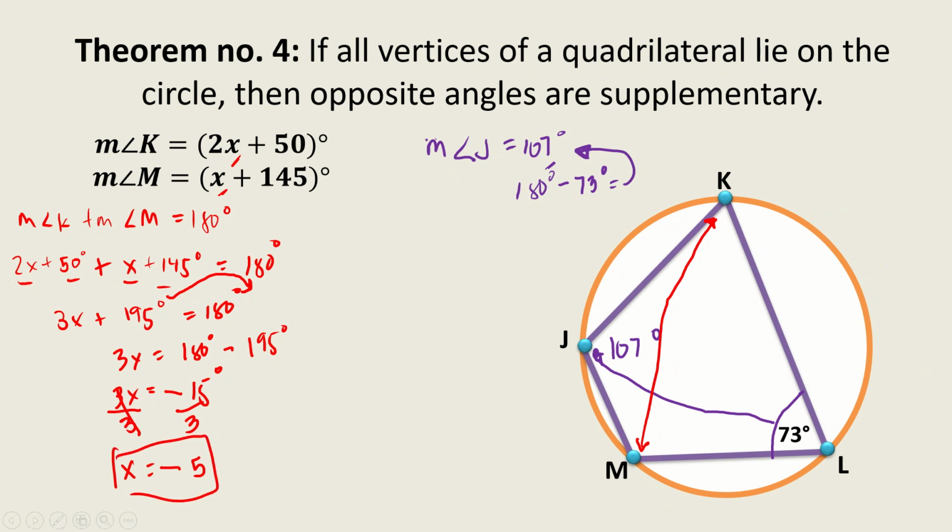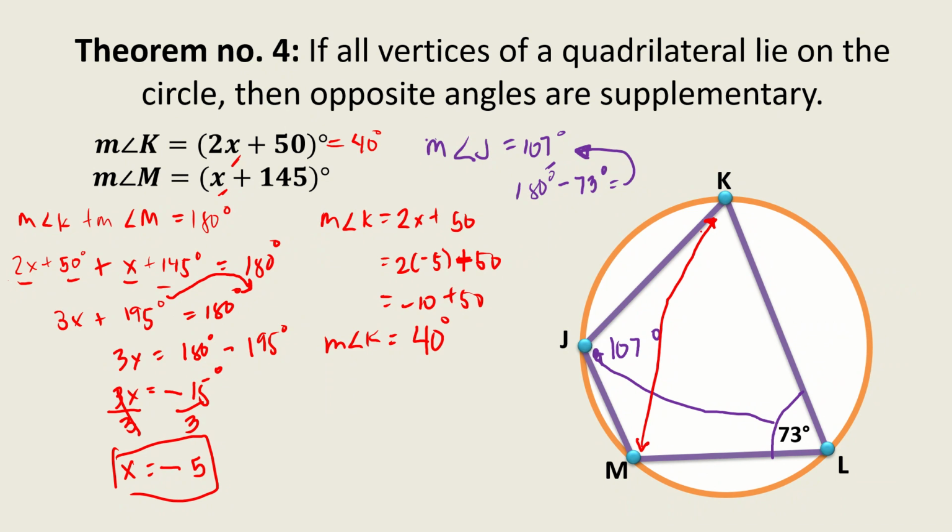Okay po? So, kukuhanin natin. So, the measure of angle K is given na 2x plus 50. So, substitute lang si negative 5. So, 2 times negative 5 plus 50. 2 times negative 5 is negative 10 plus 50. So, the measure of angle K, negative 10 plus 50 will give you positive 40 degrees. So, the measure of angle K is 40 degrees.